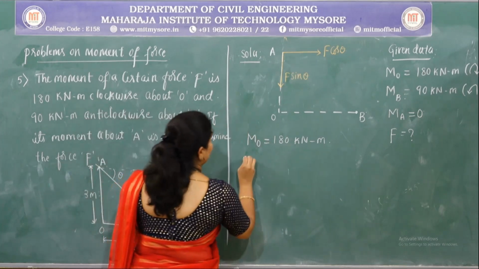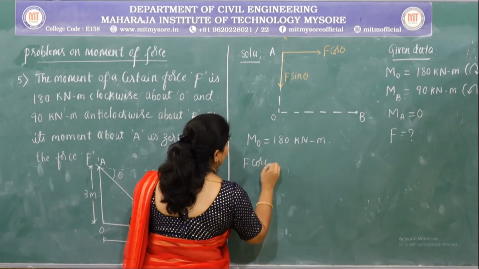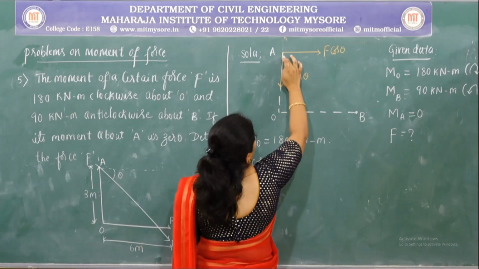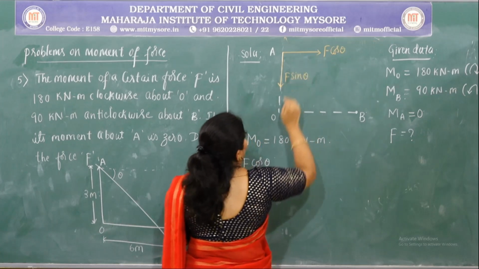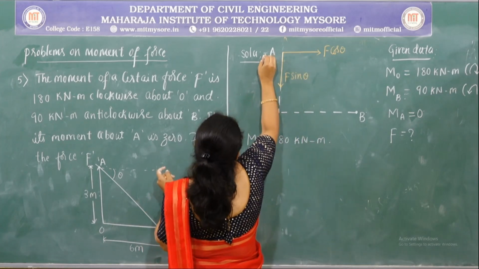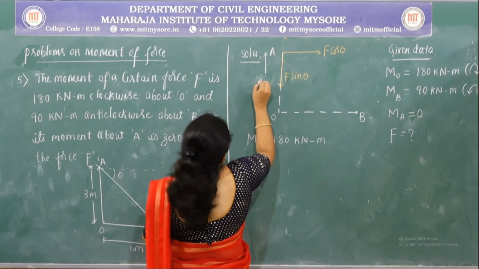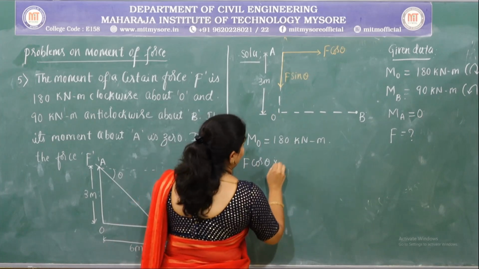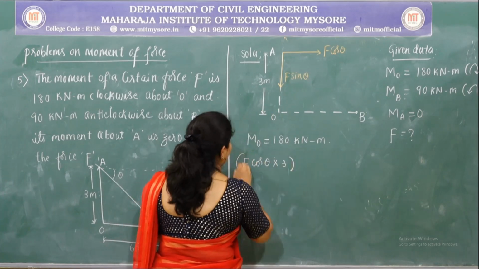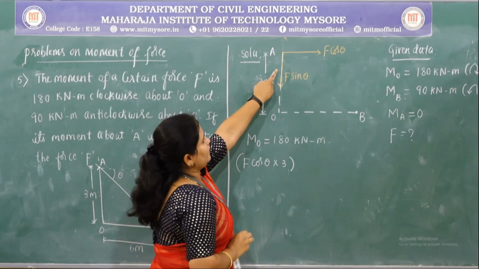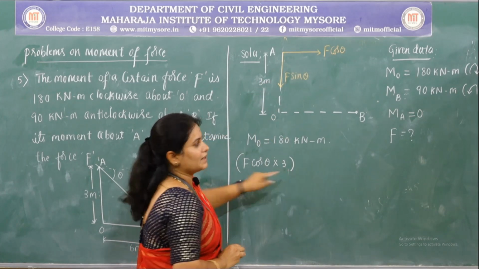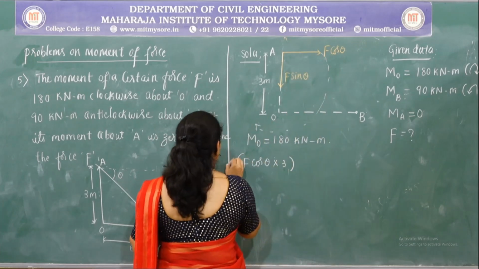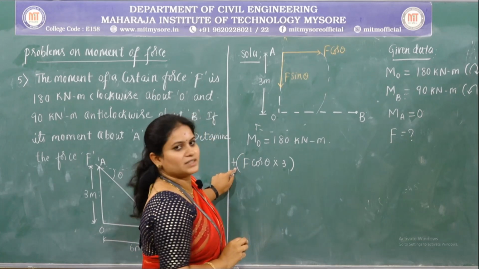So first consider the x component of the force, that is F cos theta, and the distance between the force and the point is given as 3 meter. So F cos theta multiplied by the perpendicular distance between the line of action of the force and the point, 3 meter, and this force is producing a clockwise moment about O. So that is, it is positive.